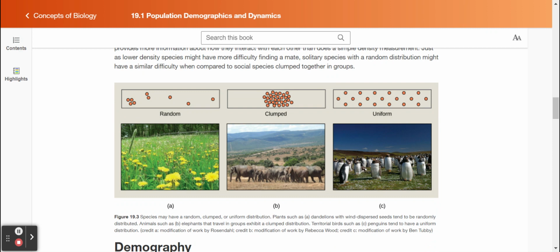Figure 19.3. Species may have a random, clumped, or uniform distribution. Plants, such as dandelions, in A, with wind-dispersed seeds, tend to be randomly distributed. Animals such as elephants, in B, travel in groups that exhibit a clumped distribution. And territorial birds, such as the penguins shown in C, tend to have a uniform distribution.